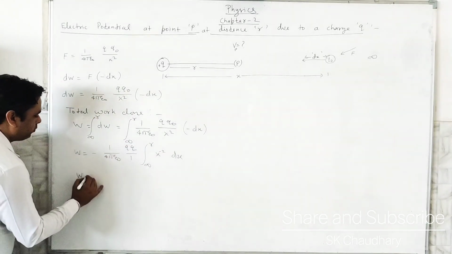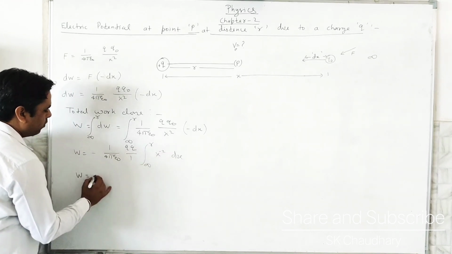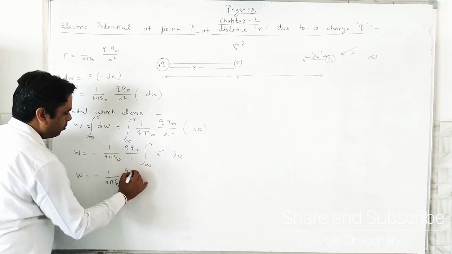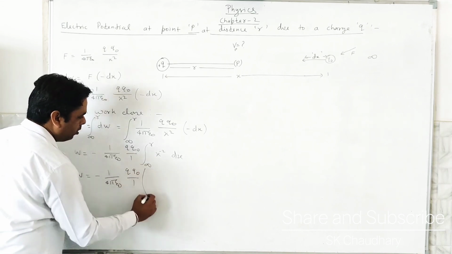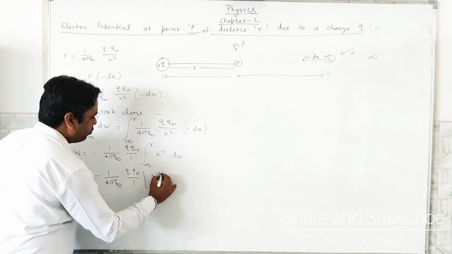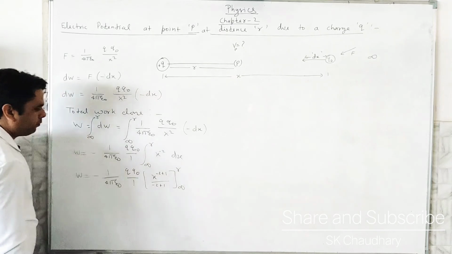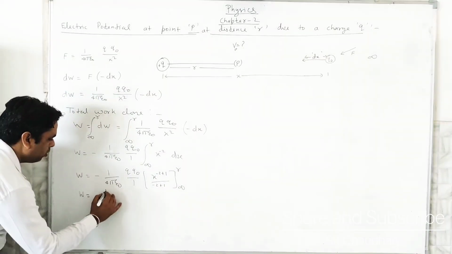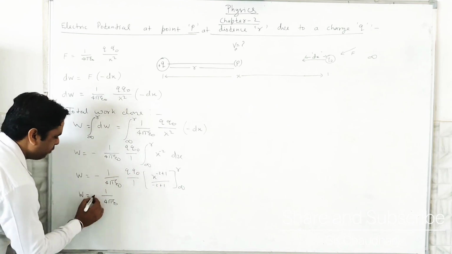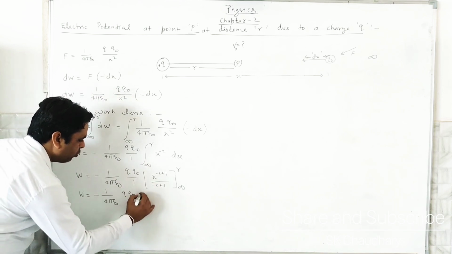Now W. Now we will do the integration with respect to dx. So what will happen? 1 upon 4 pi epsilon naught q, यहाँ पर q naught है, and the integral becomes x to the power minus 2 plus 1 over minus 2 plus 1, between the lower limit and upper limit. Now W is 1 upon 4 pi epsilon naught, that negative will come out and make it positive, so initially we have negative and then negative will come from here also, q naught.